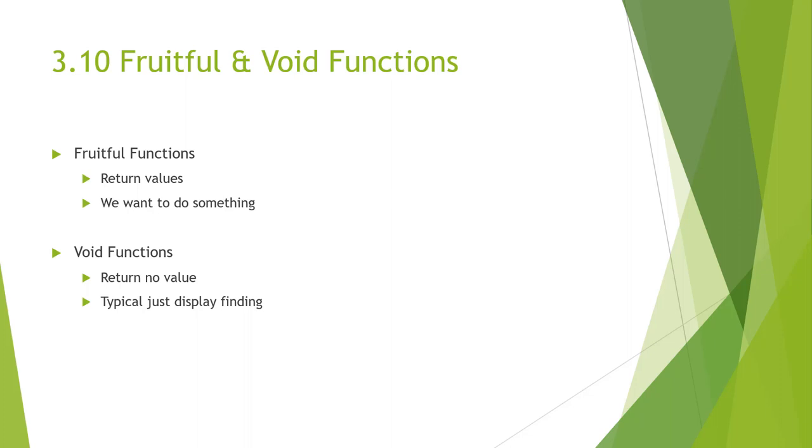So we also have two specific types of functions, fruitful and void. A fruitful function typically returns a value. That normally happens when we want to compute something. A void function normally does not return a value, and it typically will just display something. If a function like print twice performs an action but doesn't return anything, that's a void function. It's just printing something. When you call a fruitful function, you almost always want to use the returned result.